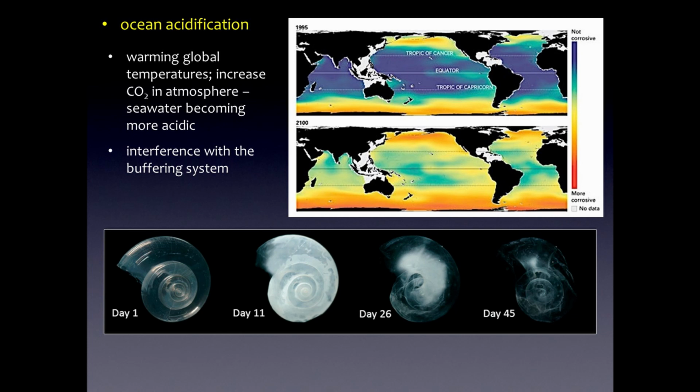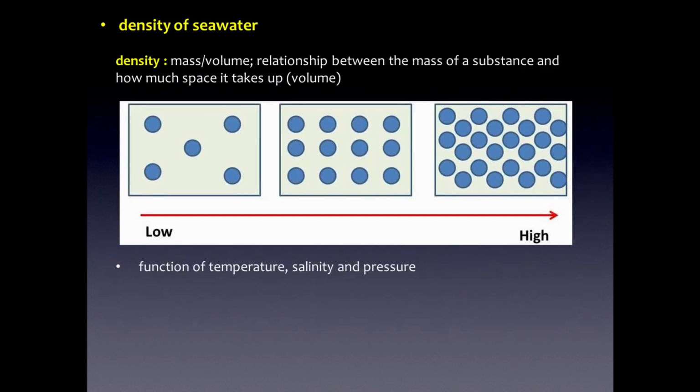As the ocean becomes acidified, these shells are starting to become more and more weak, and some organisms aren't even able to produce really strong shells anymore. So they break down very easily, and this has disastrous effects for the life cycle of that particular organism. We're going to go now back and start to talk about the density of seawater.